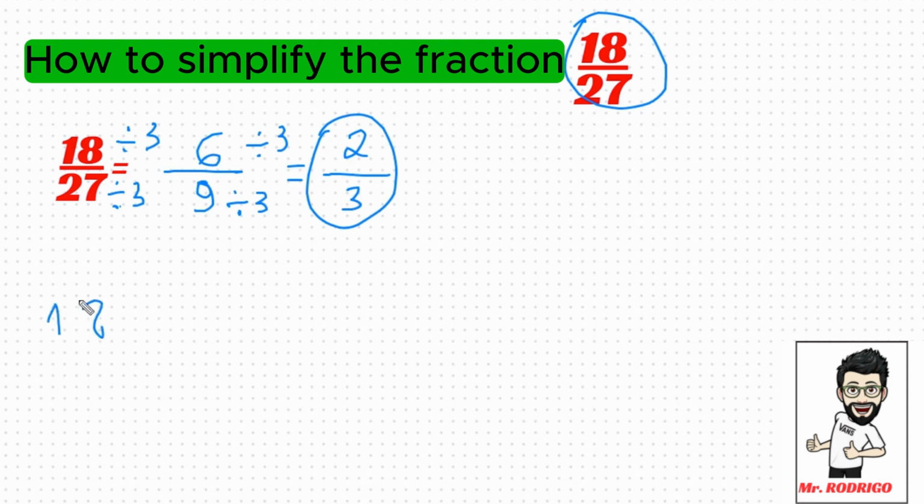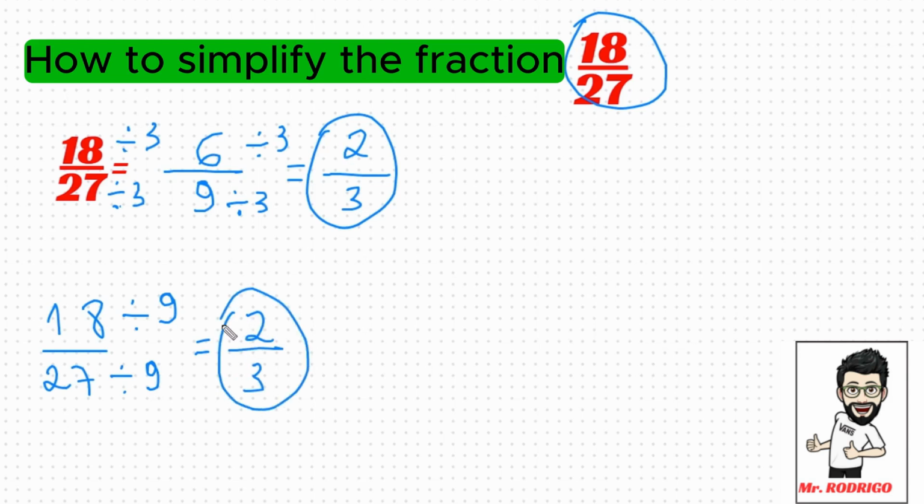Let's take 18/27 here. We can divide directly here by 9, simplify it straight by 9. 18 is divisible by 9, and 27 is also divisible by 9. 18 divided by 9 is 2, and 27 divided by 9 is 3. And we end up with the same result here, see? We get the simplest fraction, 2/3.